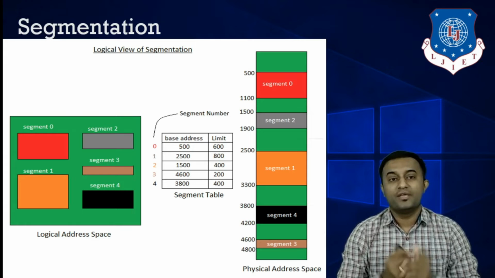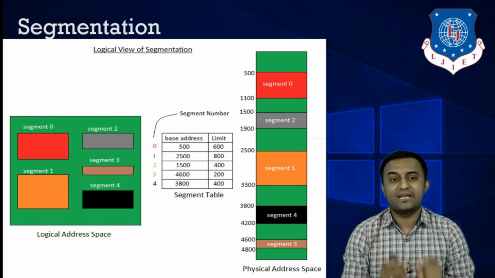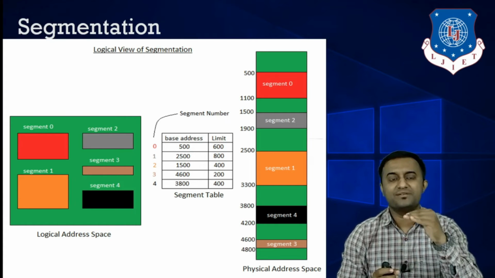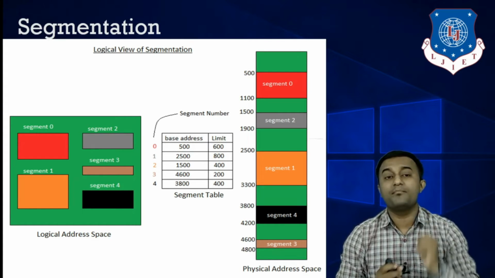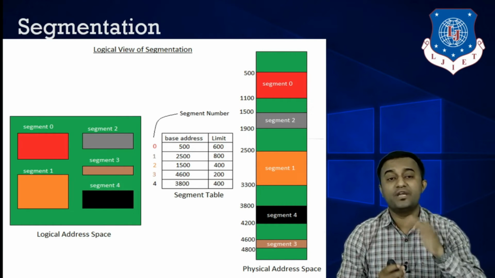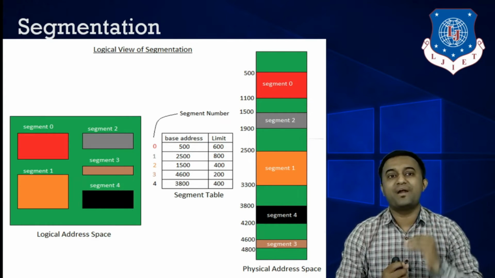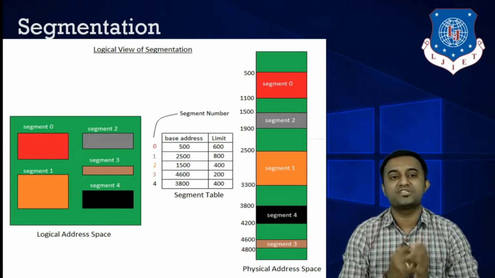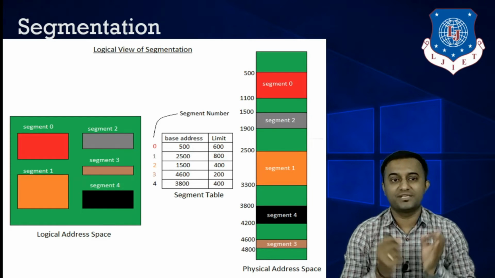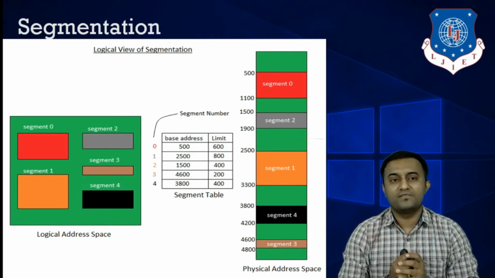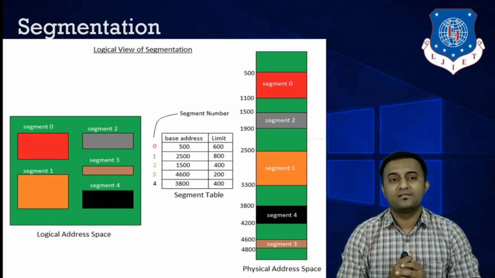Okay. So in the case of paging, the secondary memory is divided into fixed size partitions, and each partition we call a page. But in this case, the logical address space is divided into variable size partitions, and each partition we call a segment instead of a page. This is the difference.